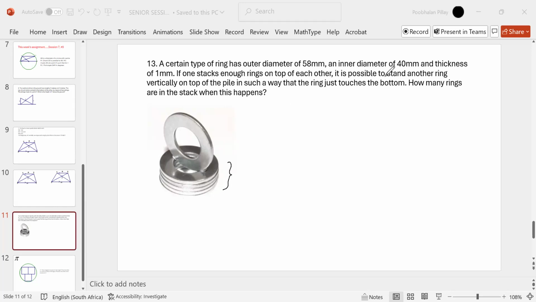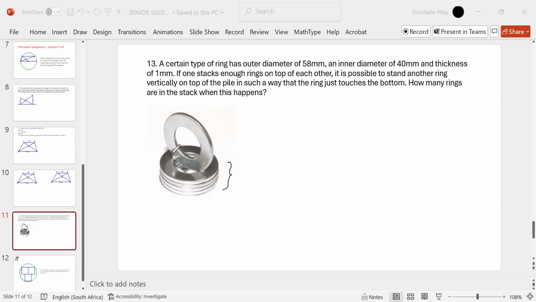It is possible to stand another ring vertically on top of the pile like this, in such a way that the ring just touches the bottom. We can't see it here, and it doesn't look as if it's touching the bottom, but this thing just touches the bottom. How many rings are in the stack when this happens? This was the question that we were asking. We didn't know how many rings there are. So that's very interesting. Now you've got this ring touching the bottom.